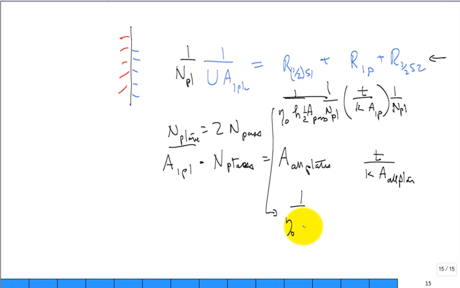I have 1 over the effectiveness, I have the convection coefficient, and I have 1/2 the area of one passage times 2 times the total number of passages. So I have the area of one passage times the number of passages. These go away, and I'm left with 1 over H times the area of the whole heat exchanger for side 1. I'm trying my hardest, but I don't know how to do it better. That makes sense. Okay? And then the same thing here.